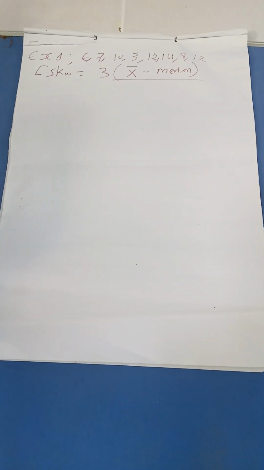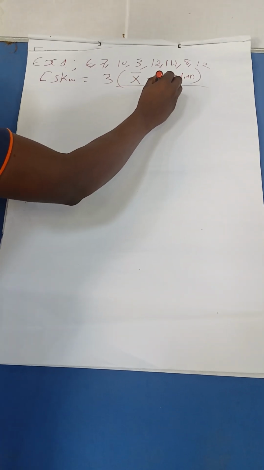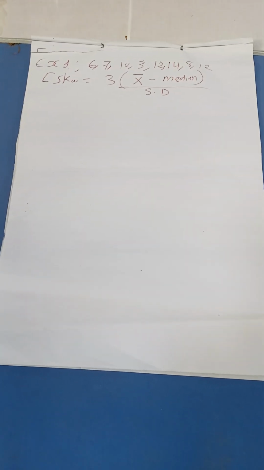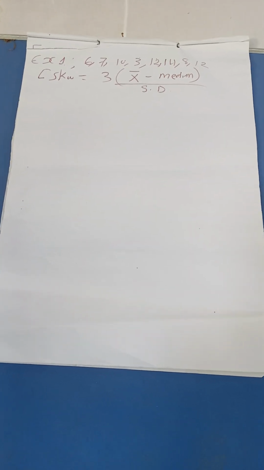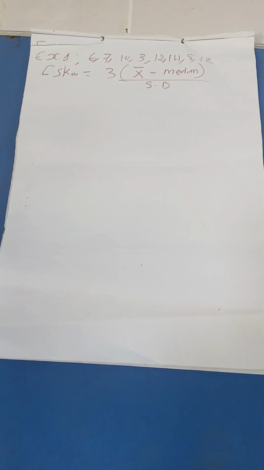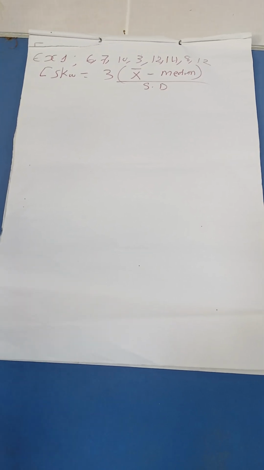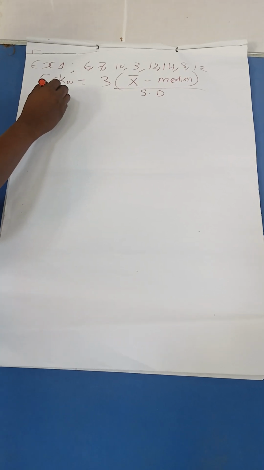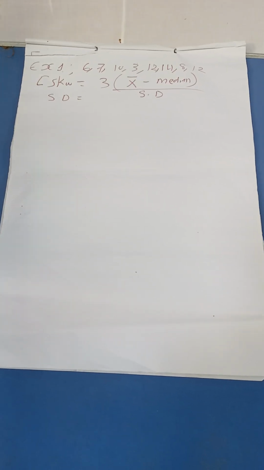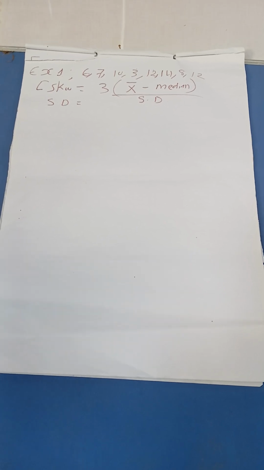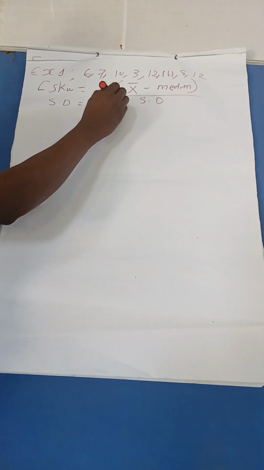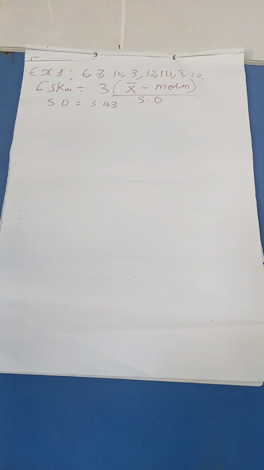Minus median, you divide by standard deviation. So the goodness of this, we have already calculated the standard deviation. You have to note that. Remember, we calculated our standard deviation already. Our standard deviation for this data was 3.43. So that was the goodness of us to calculate that.